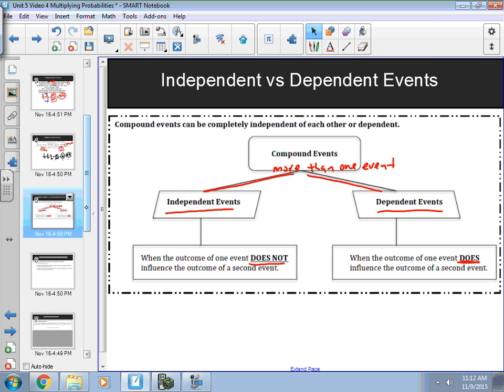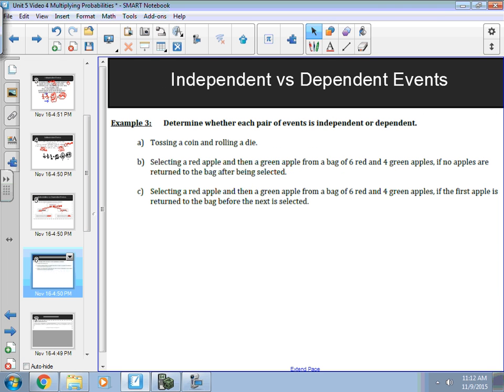Let's look at some of those types of problems. So in example 3, they want us to figure out for each of these, is it independent or is it dependent?